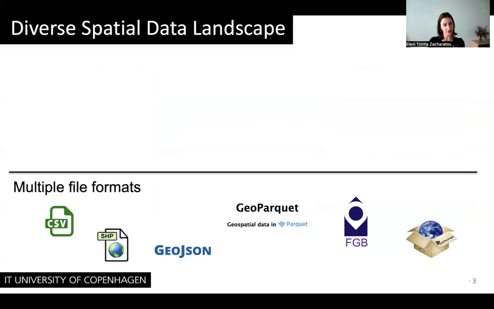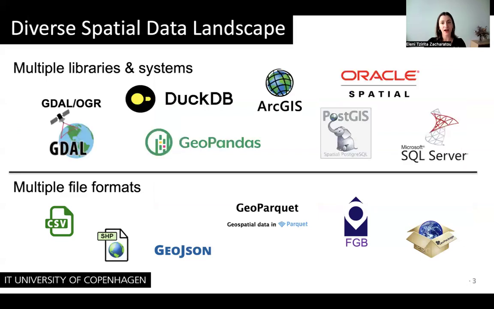Spatial data comes in various file formats, such as plain CSV files, shapefiles, GeoJSON, GeoParquet, FlatGeobuf, and GeoPackage. At the same time, the landscape of spatial libraries and systems is also very diverse, with each system typically supporting only a subset of the existing file formats. Some example systems and libraries include the GDAL-OGR library, DuckDB, GeoPandas, GIS software like ArcGIS, and databases with spatial support, such as PostGIS, Oracle Spatial, and SQL Server.